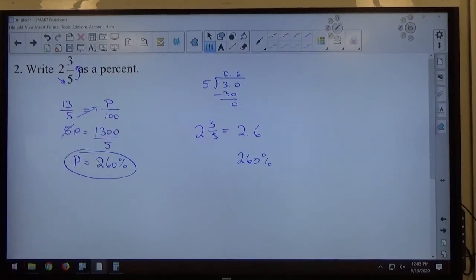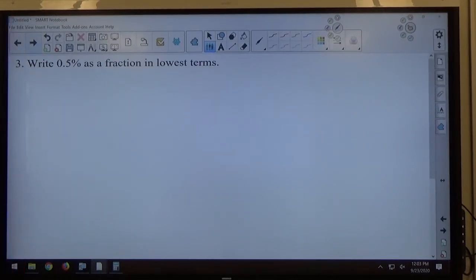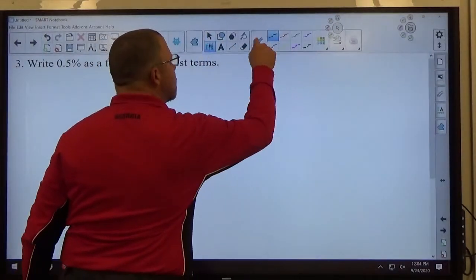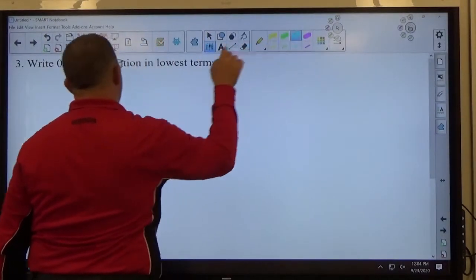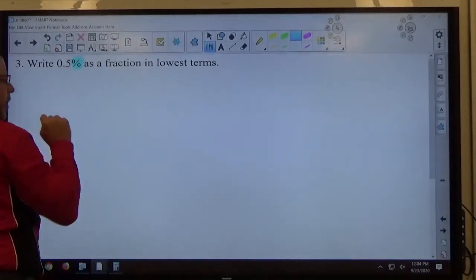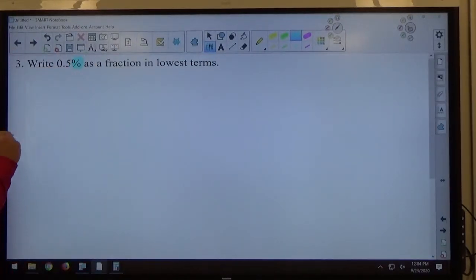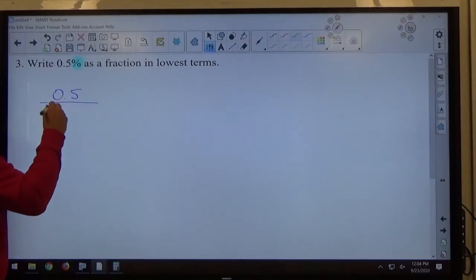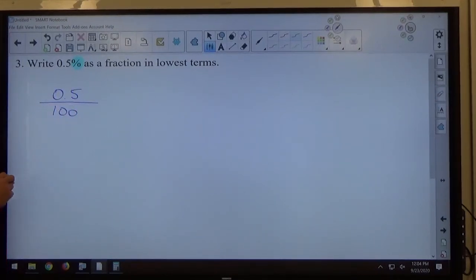So number 3. Write 0.5% as a fraction. The way to do this, what I told you in class when we did these, was the word percent means divided by 100. So if I got 0.5%, that's 0.5 divided by 100. So pretend the percent symbol's not there. Put the numerical value that you see over 100.